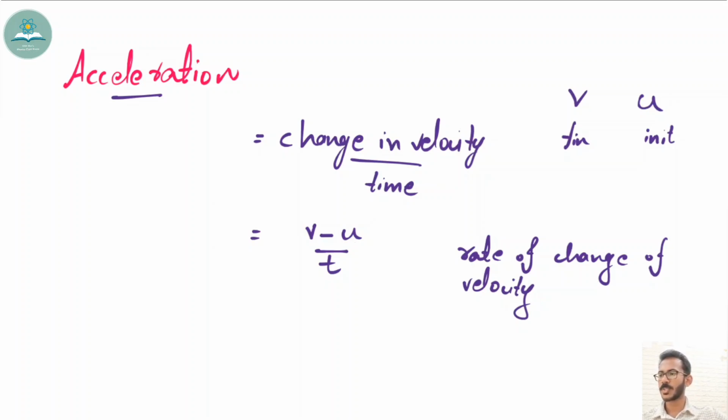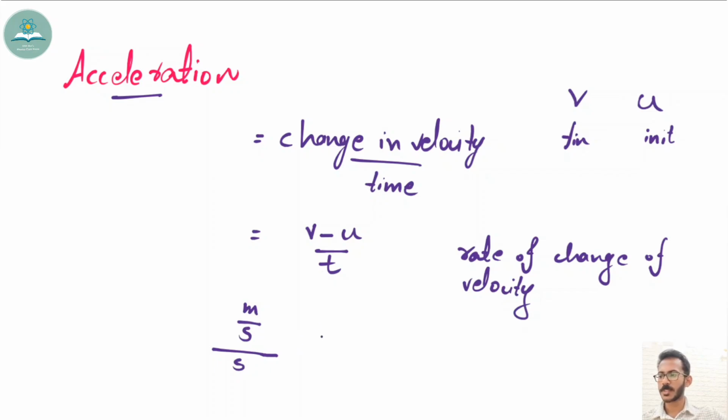Let's see the SI unit of acceleration. We know the SI unit of velocity is meter per second. Now the SI unit of time is again second. So the SI unit of acceleration is velocity's SI unit divided by time's SI unit, that is meter per second by second.